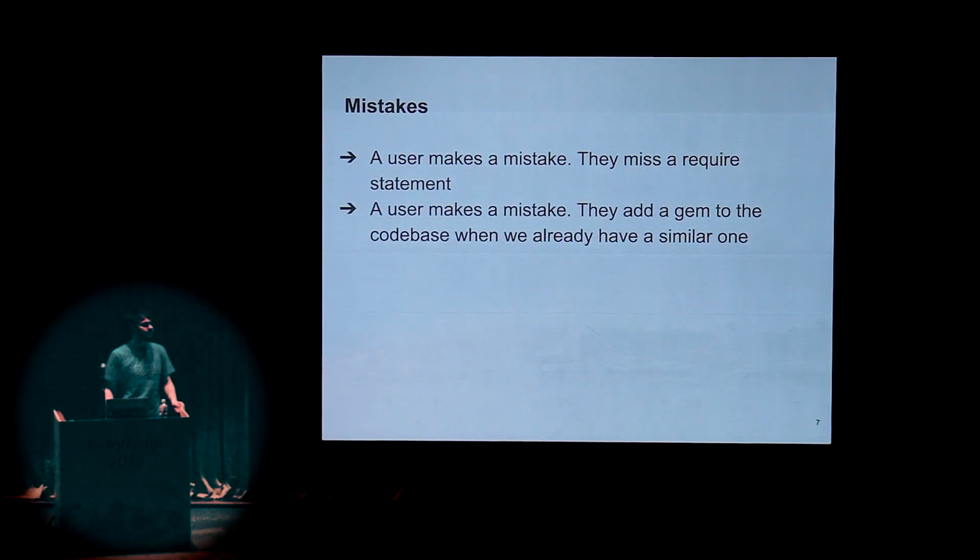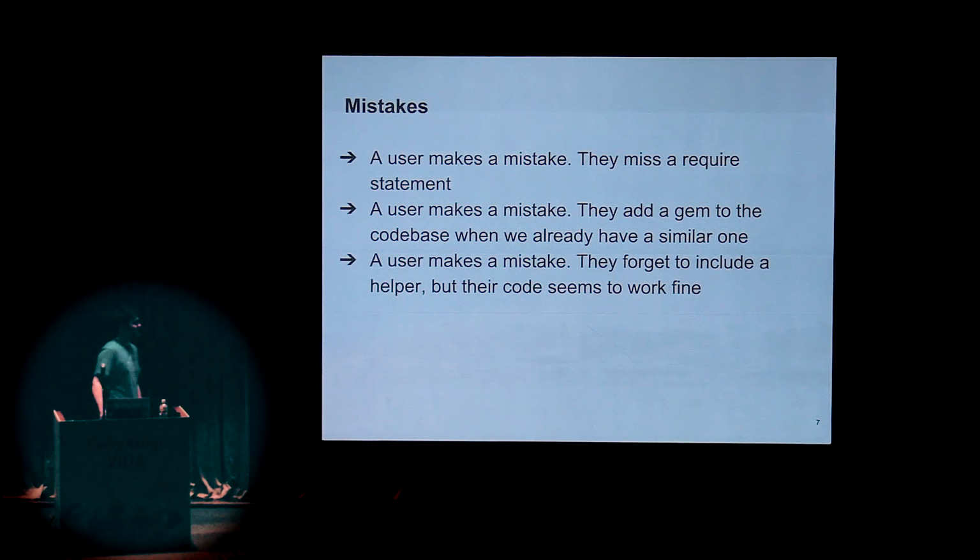A user makes a mistake. They add a gem to the code base where you already have a similar one. Let's say they add the Faraday gem, which is a network gem, but you already have HTTParty. You don't want two different things doing the same thing, so that's a mistake. A user makes a mistake. They forget to include a helper, but their code seems to work fine, but now there's a different API, and you can't look and introspect into that class as well.